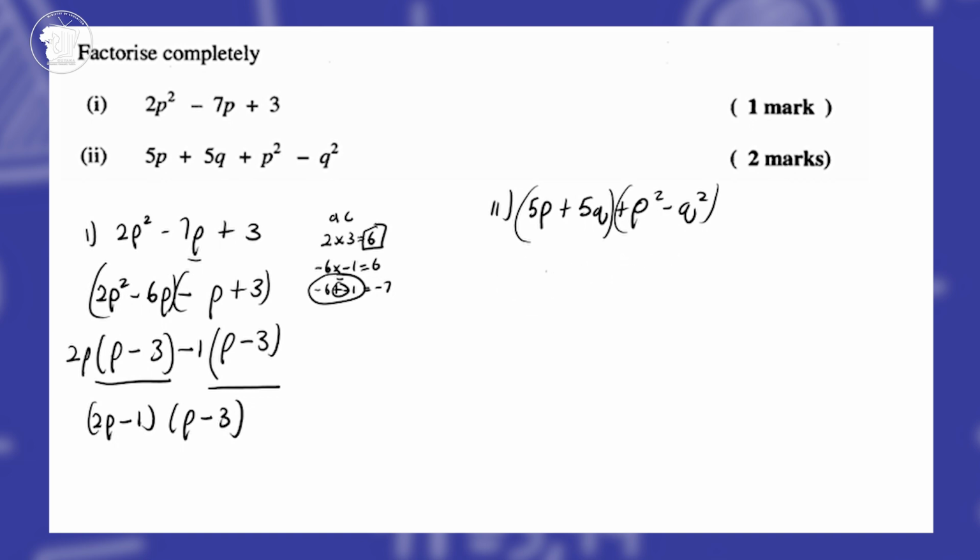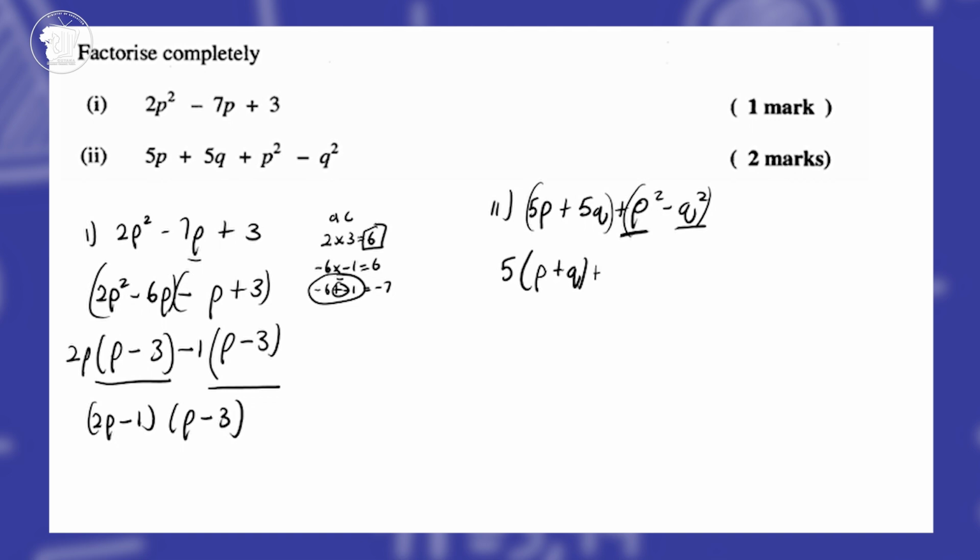I can't go that way. So let's examine these terms carefully. If I pair off this and I pair off this, let's factorize the two brackets. When I factorize this first bracket, I see 5 is common, so I factor out the 5. Then I'm left with p plus q. But look at this second bracket. I have p squared minus q squared. So I have a squared term and another squared term, two terms that are squared and subtracting each other.